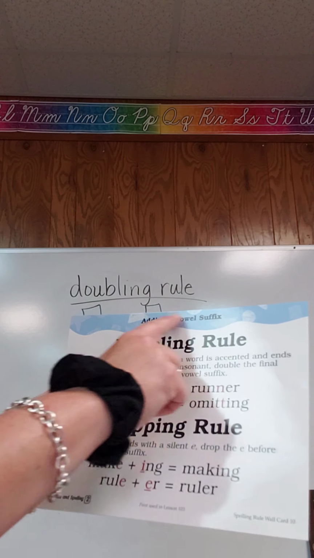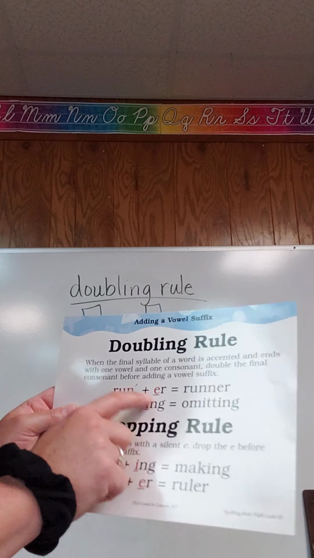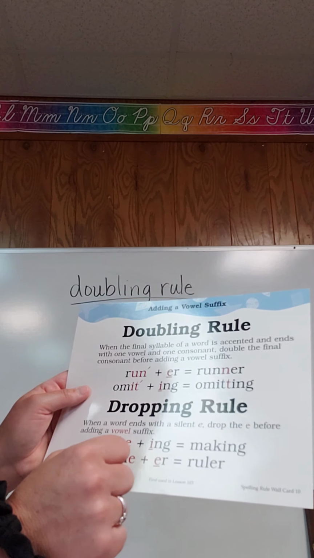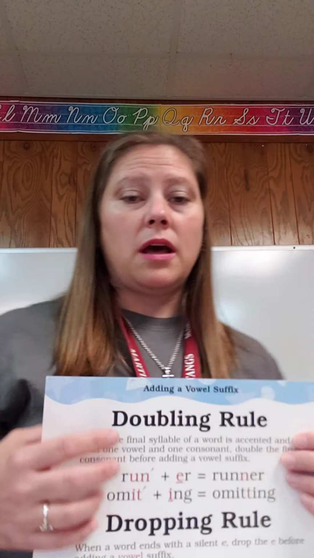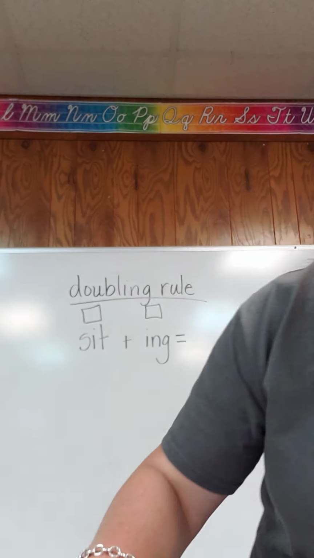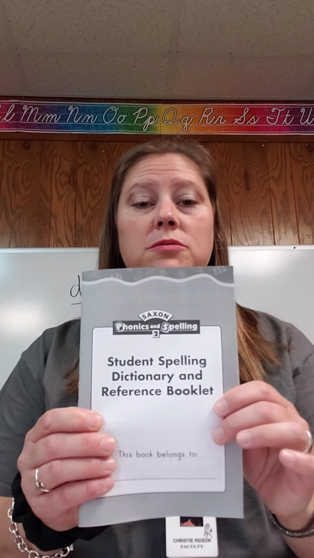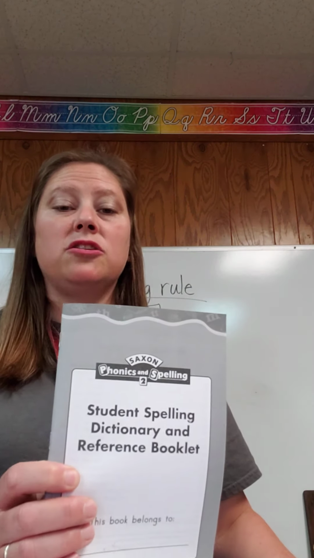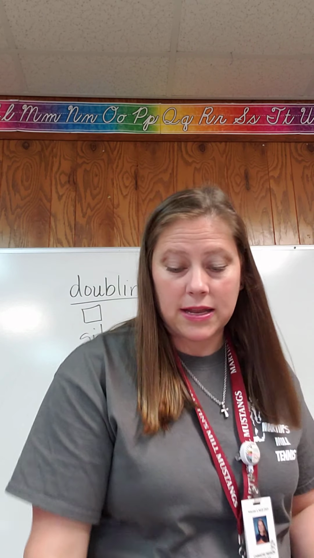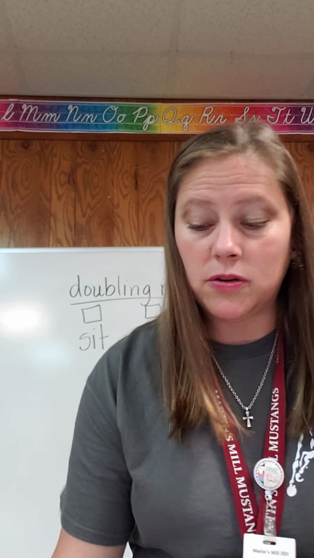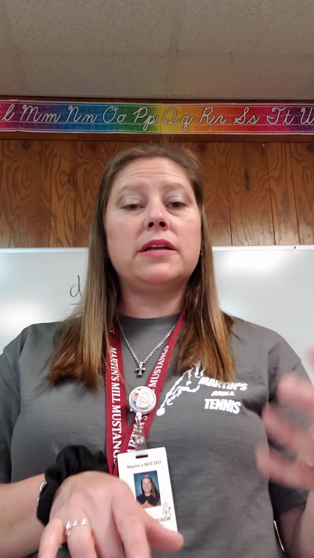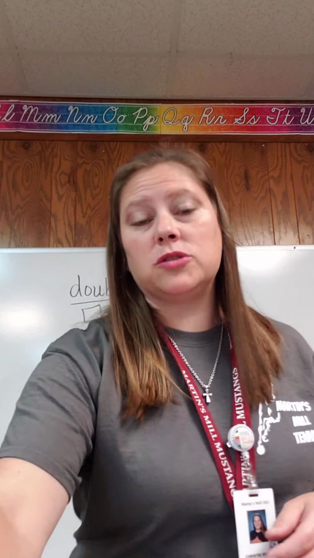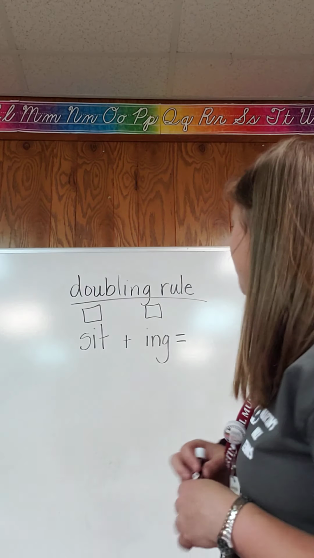We're going to do a quick little review of this portion of the doubling rule, and then our main focus today is going to be on the second part of the doubling rule. Keep in mind that in your reference booklet, all of these wall cards can be found, so you should have that, and it's there for you to use if you need to. So let's go ahead and take a look at doubling rule part 1, which we looked at a couple of weeks back.